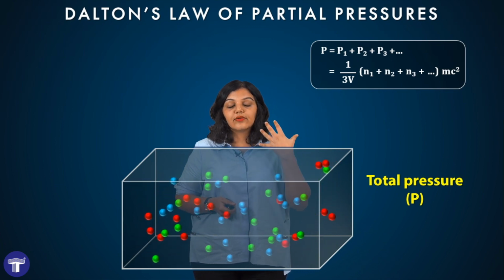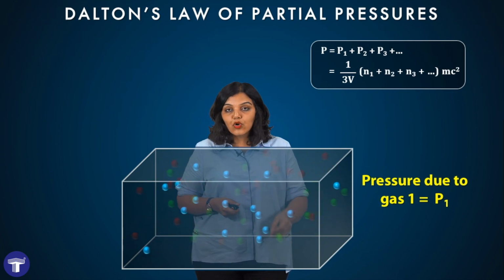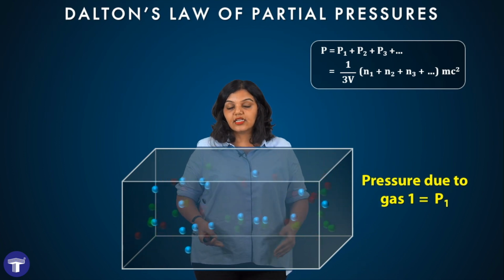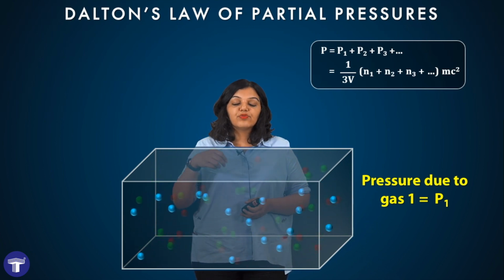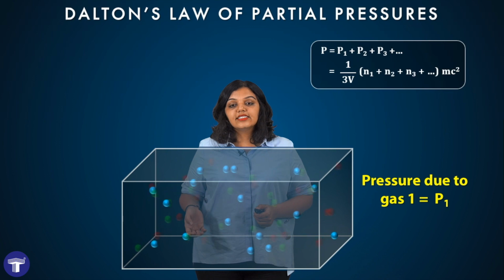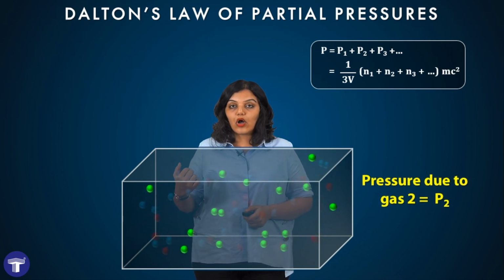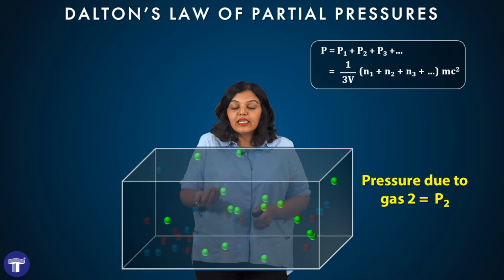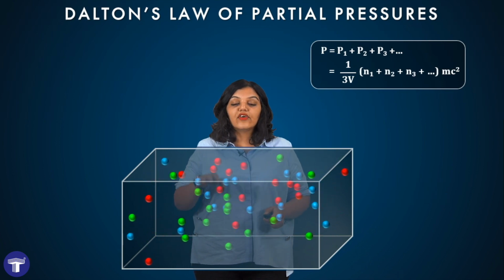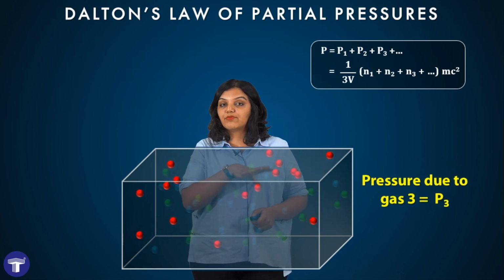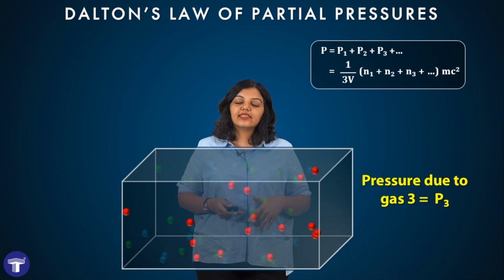But instead of looking at the total pressure of the gas, if I first look at the pressure that only the blue molecules would have exerted if they were alone in this container, I say that this pressure would have been P1. What if only the green molecules were there in this huge volume, capital V? Then the pressure they exert would have been P2. And if red molecules alone were there in this big volume, the pressure they would have exerted would be P3.